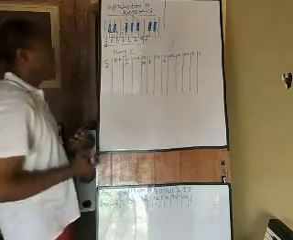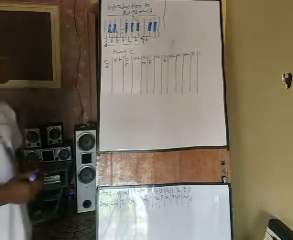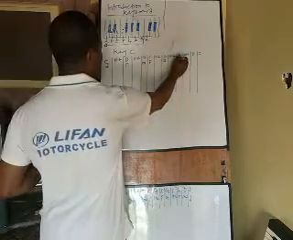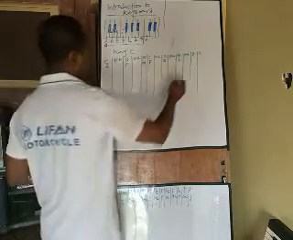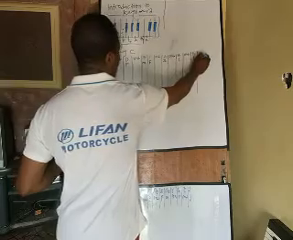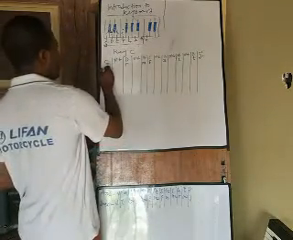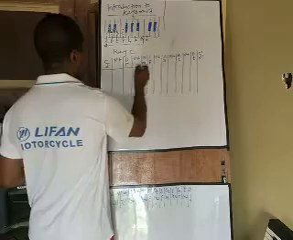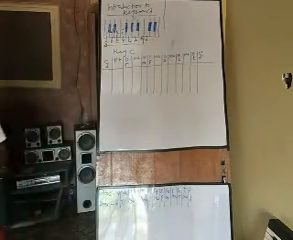Where will be my la? It will be in A, under A. Where would be my ti? It will be under B. My do will come here. This is the scale of C.